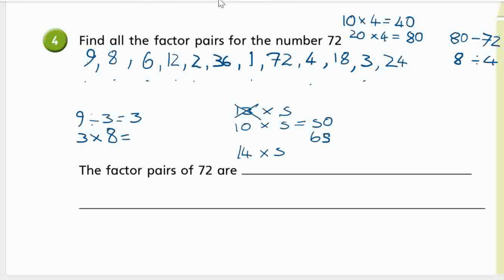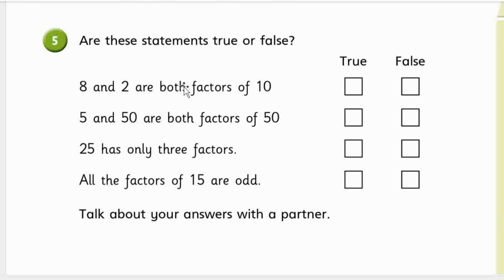Okay, so I think these are the only numbers which are factors of 72. Right? Let's move on, because otherwise it'll take us ages if we work out all the numbers, but if we can't see any jump out at us, then I think that's good enough.